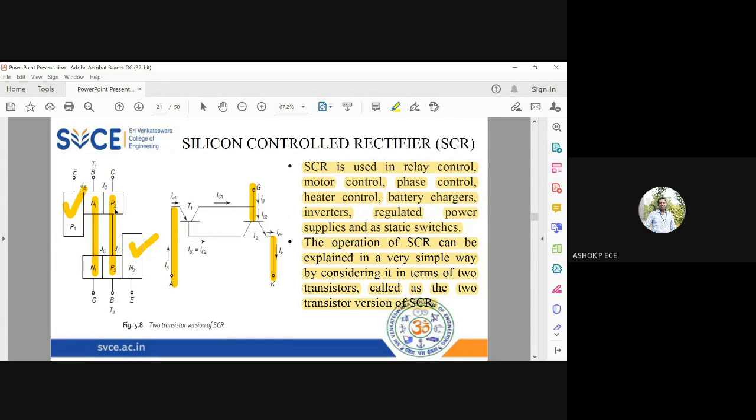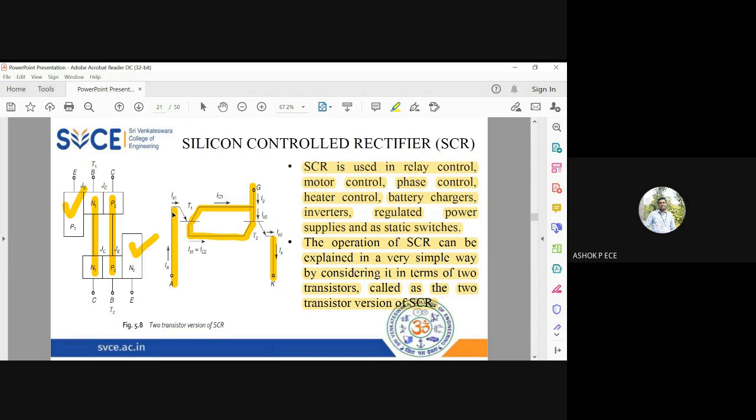You see here, the collector and base are joined. The collector of the PNP is joined to the base of the NPN, and the collector of the NPN is joined to the base of the PNP. So this is from this diagram. The emitters are separate, and the base and collector of the NPN and PNP are shorted. And the terminals you have to mark: P1 is going to be the anode, N2 is going to be the cathode, and P2 is going to be the gate.